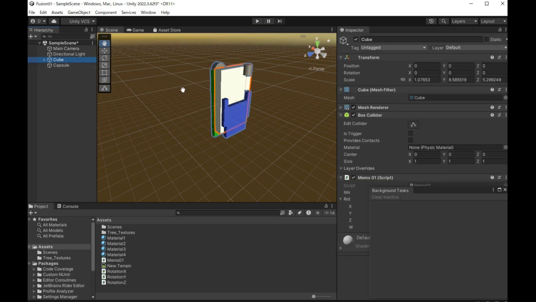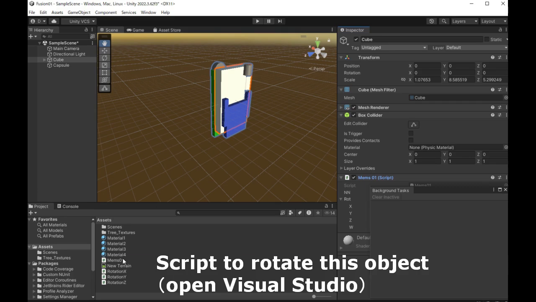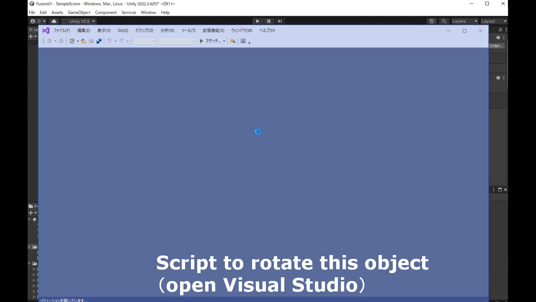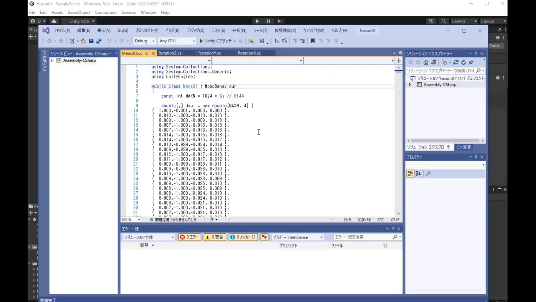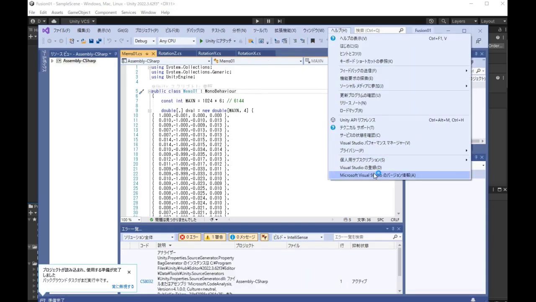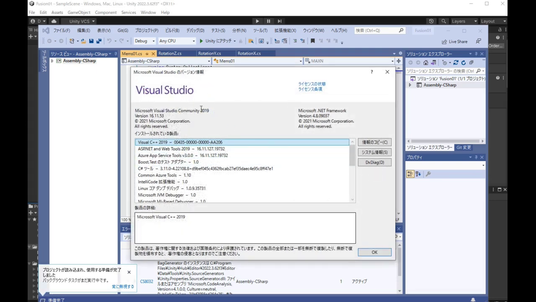And this object is associated with a script to have it moving. So let's open the script. Then Visual Studio is started. The script is developed on this Visual Studio.